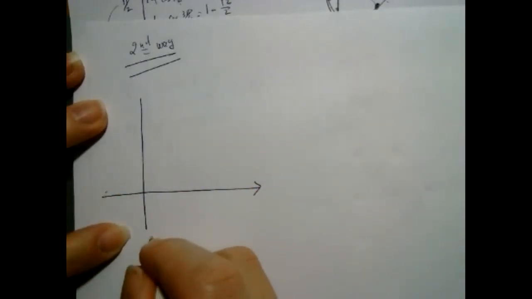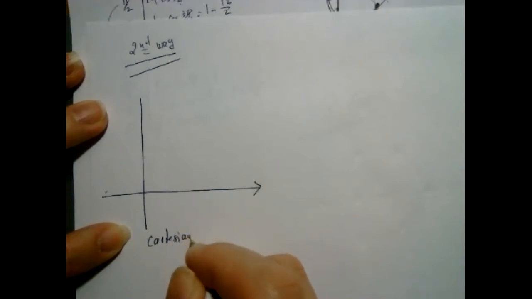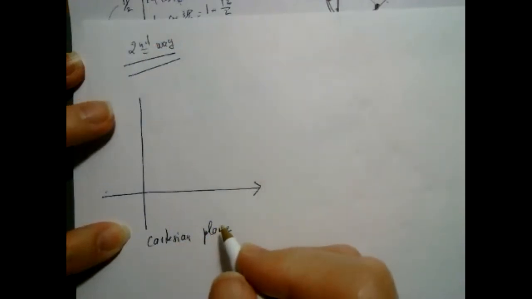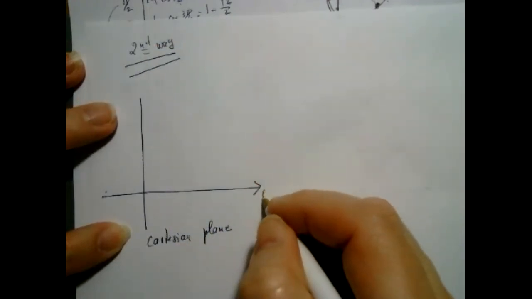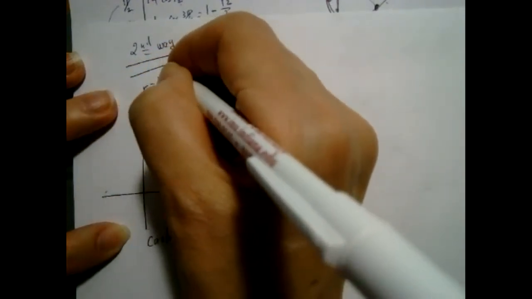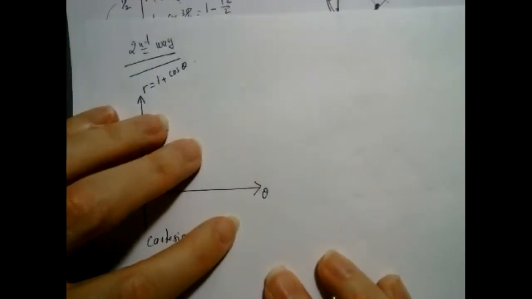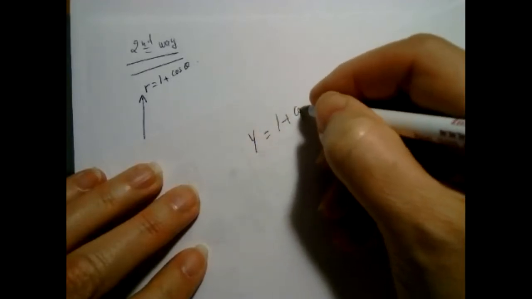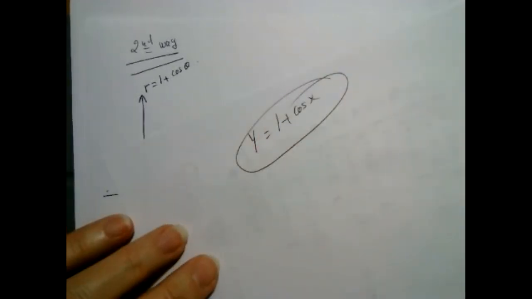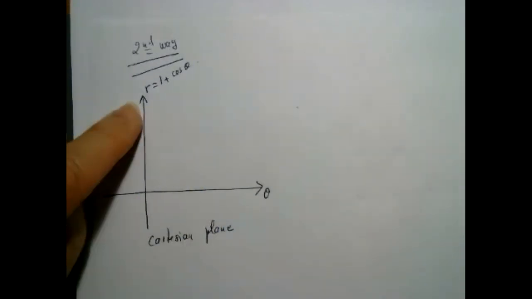I'm going to sketch two graphs, not only one. The first one is going to be, we're going to call it the Cartesian plane, the regular Cartesian plane. And here I'm going to sketch the graph of the function r equals 1 plus cosine theta in the following way. I'm going to imagine this is theta, and the y-axis is 1 plus cosine theta. It means in the first plane, in here, I'm going to sketch the graph of the following function, if you want: y equals 1 plus cosine x. Okay, because this will tell me if theta changes, how r changes.